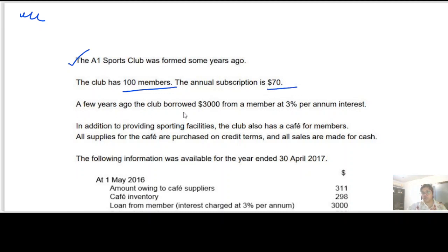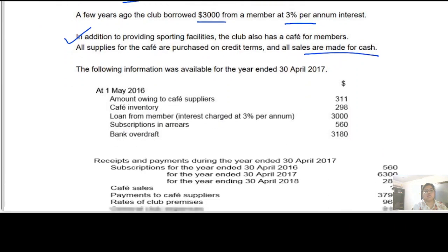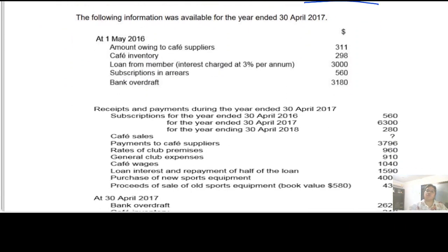A few years ago the club borrowed 3,000 from a member with a 3% annual interest. In addition to providing sports facilities, the club had a cafe for the members. All suppliers of the cafe are purchased on credit terms and all sales are made in cash. Okay. Now, if you move forward, there is further information.